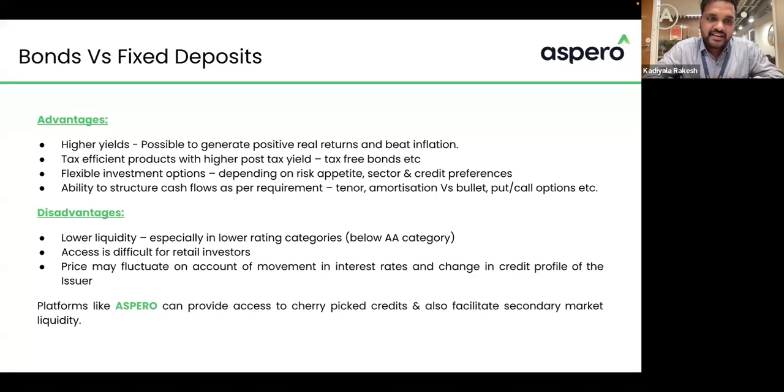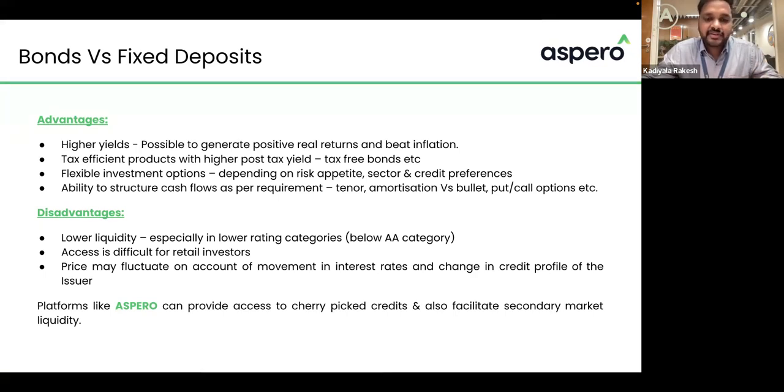And coming to the disadvantages: lower liquidity, especially in the lower rating categories below AA. For example, if you buy a bond with a rating of AA and above and want to liquidate, you can sell the paper in the secondary market if you find the right buyer, through the exchange. And if it is a paper rated less than AA, liquidation is one of the major constraints. That is one disadvantage when it comes to the bonds market.